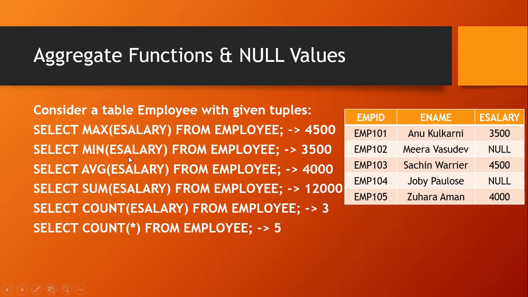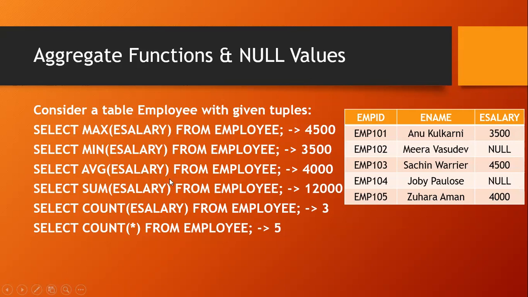If I say select min of e-salary from employee, again go to the e-salary column and find the minimum value. We will not consider the null value for any of these aggregate functions other than count star. So what is the minimum value among these values? 3,500, and hence that is the result.